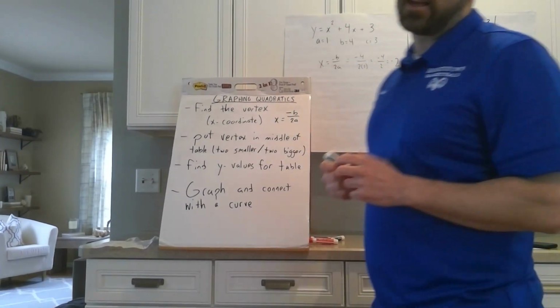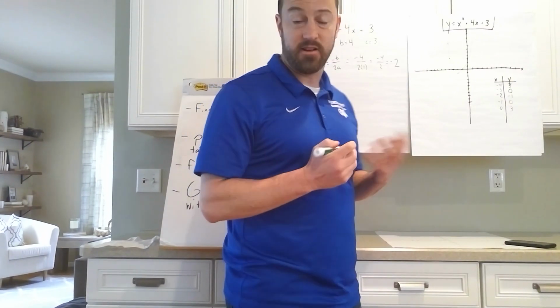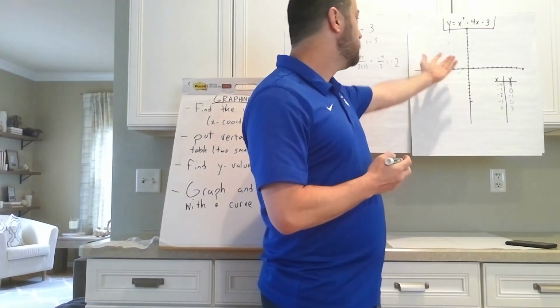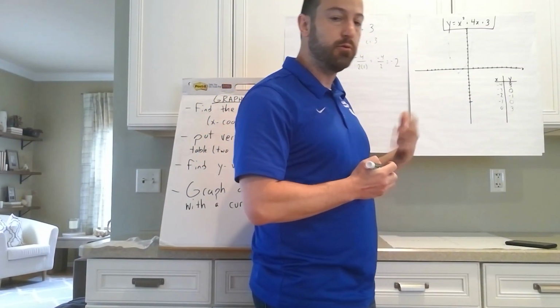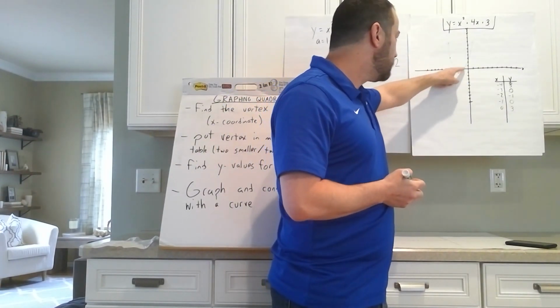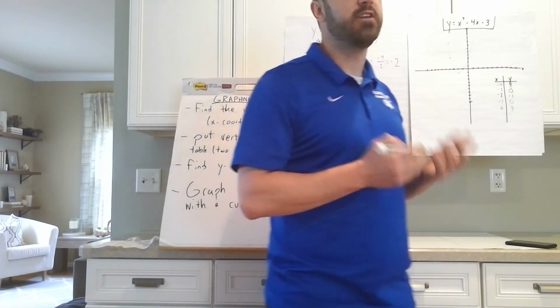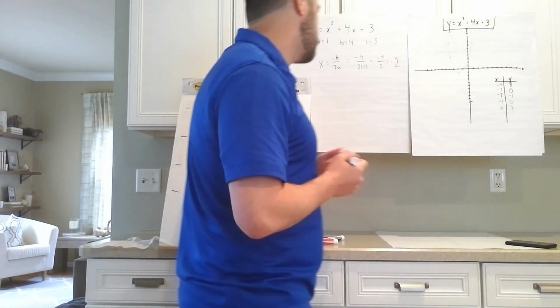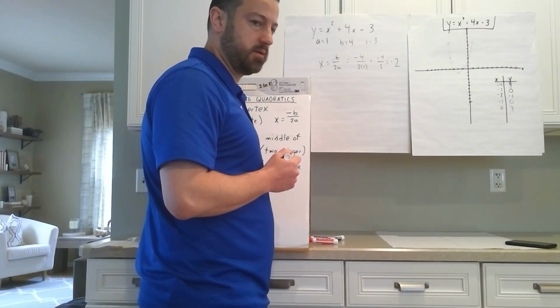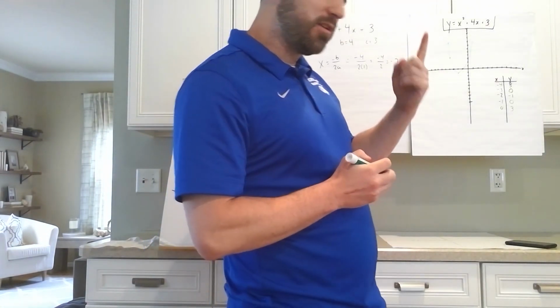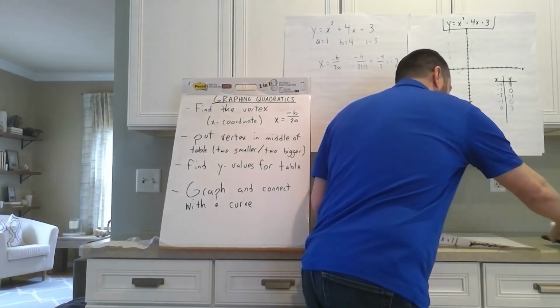And as usual, my drawings are not very good, but this is our quadratic. If you get a shape that's not a U shape like that, or an upside down U shape, then you did something wrong and you need to go back and fix it. Okay? So that's our first example. Now let's try another one.